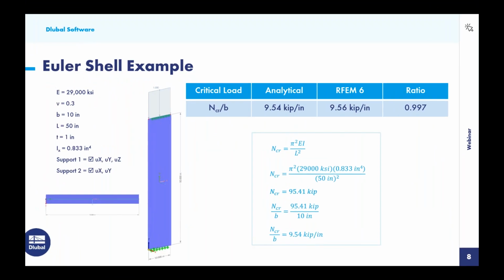Again, we take this information back to the PowerPoint to compare to the analytical formula, and we find a ratio of 0.997. Okay, so that should give us a better understanding of the basic behavior of this Structure Stability add-on for a simple beam and a simple surface.